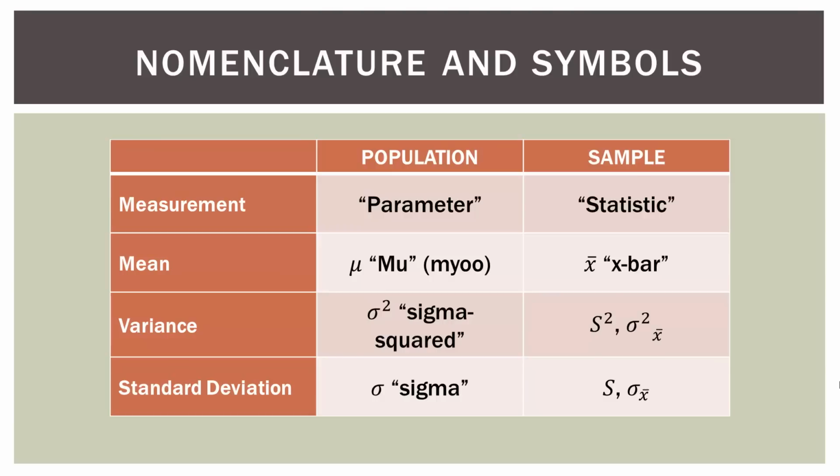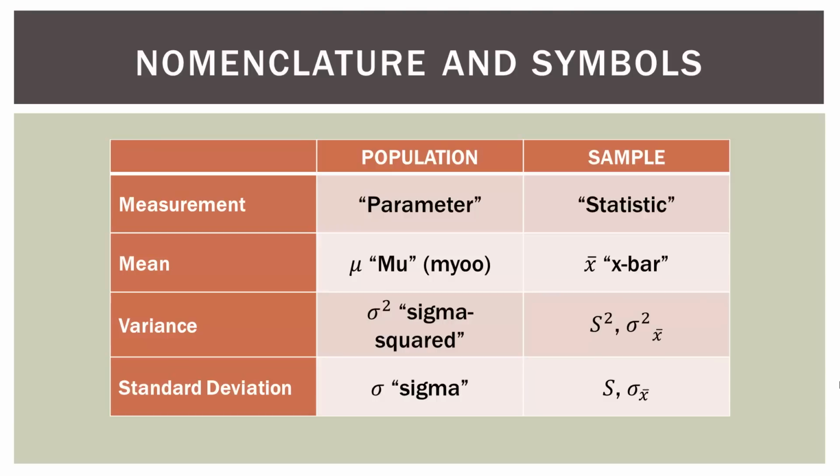Now, the mean for a sample is an X with a bar across the top. We call it X bar. So in your work, if you're doing statistics or reading something, whenever you see mu, that's referring to the population mean. X bar is the sample mean.